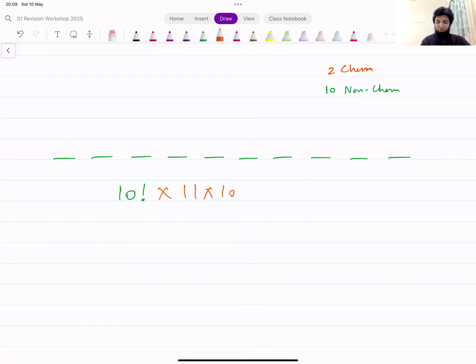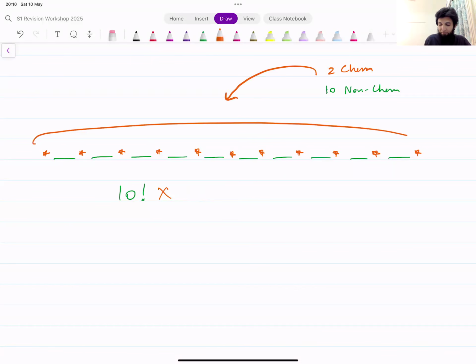But now the chemistry books had to be separated. What we do is we say the chemistry books could come in these gaps between these books. 1, 2, 3, 4, 5, 6, 7, 8, 9, 10, 11. There are 11 gaps between these 10 dashes. There are 11 gaps in total. So now what about the chemistry books? The first chemistry book comes. How many choices does it have? How many options does it have? It has 11 choices, right? It has 11 options. So we multiply by 11.